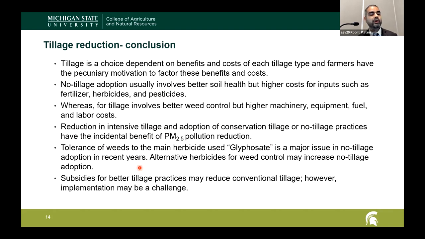And also I would like to point out tolerance of weeds to the main herbicide used, which is glyphosate, is a major issue in no-tillage adoption in recent years. Alternative herbicides such as dicamba may be used for weed control and thus increase no-tillage adoption. And subsidies may reduce conventional tillage, however, implementation may be a challenge.